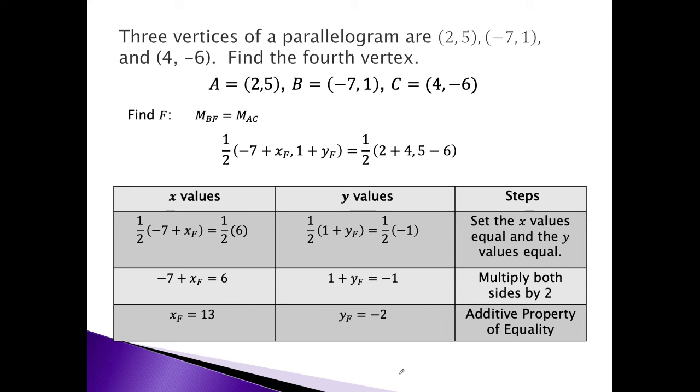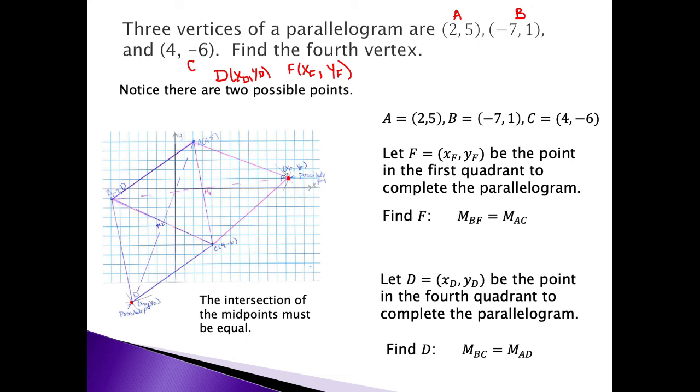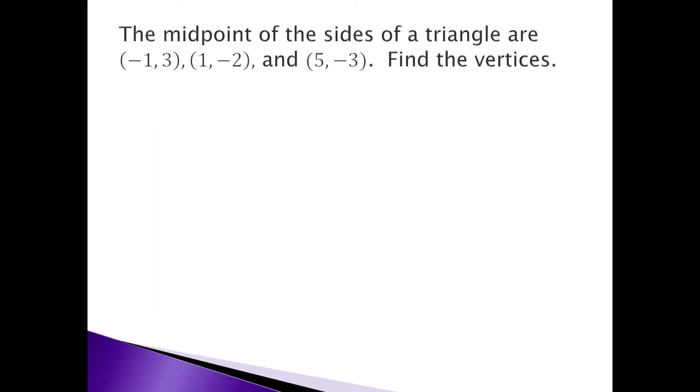Multiply both sides by 2. -7 plus x sub F equals 6, and 1 plus y sub F equals -1. Isolating our variables, we get x sub F equals 13 and y sub F is -2. So F is (13, -2). When we drew our construction, notice our construction put it right here, which is fairly close. It could have been just as easily over in the fourth quadrant, so our construction could be off just a little bit. Let's go on to the last example.